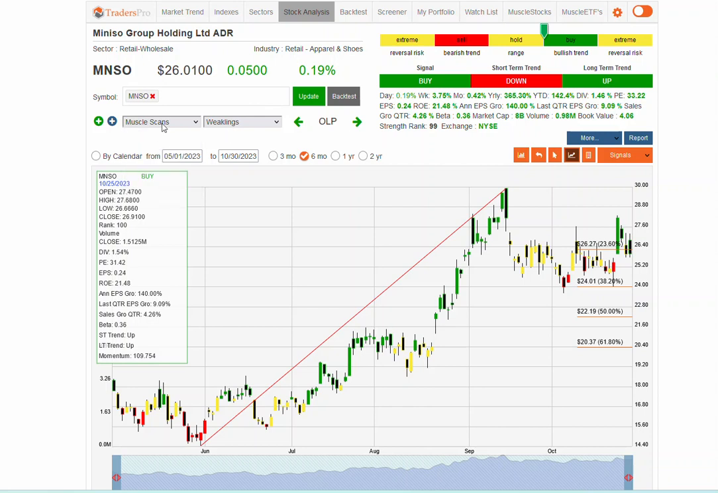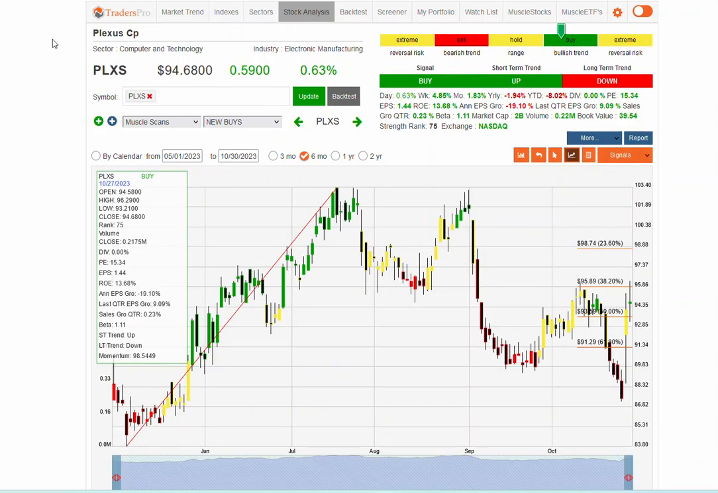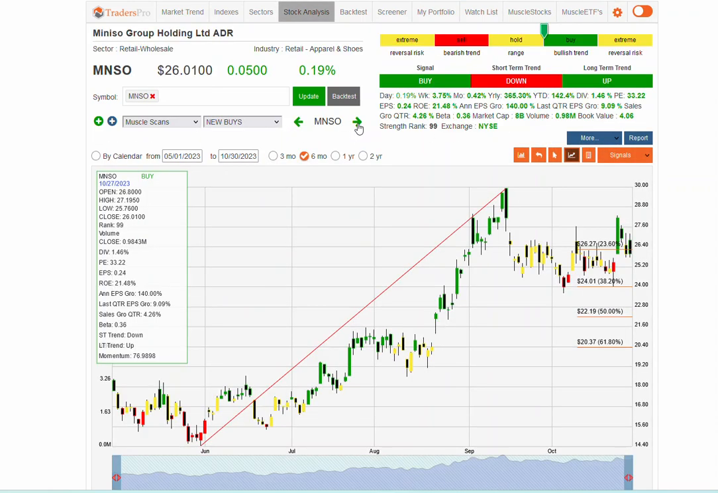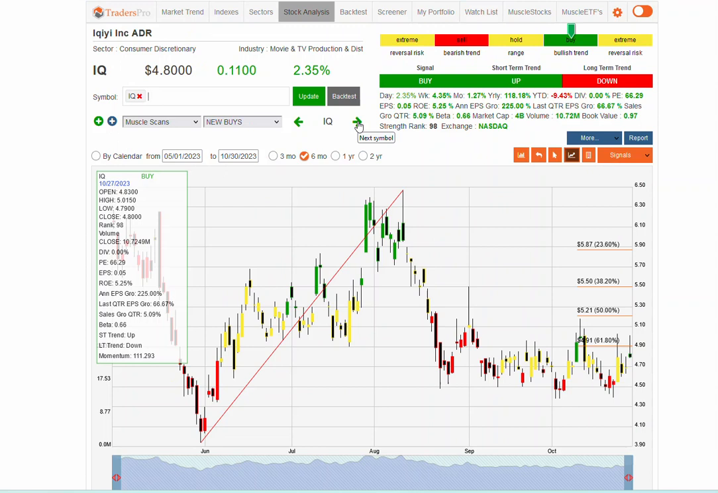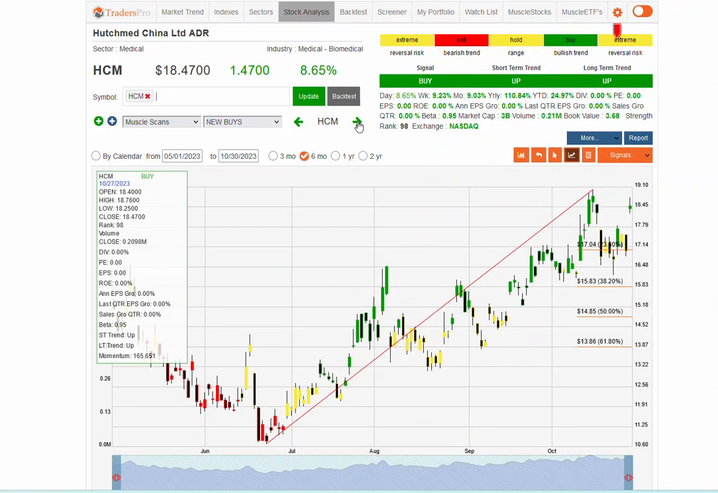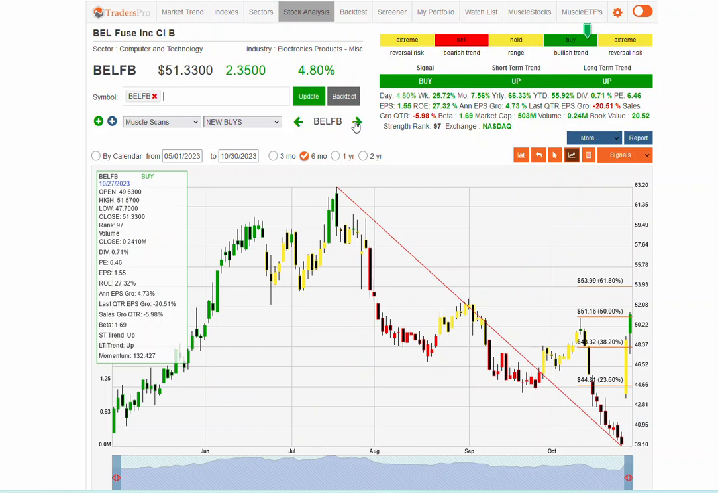Let's refresh here and go to this scan, the new buy list, MNSO. PLX, that's not the one that I want to look at. Let me just go here and here, and IQ. So some of these are retracing. They're not in that upper momentum zone. Here's a medical stock that is an ADR, ACHM, had a gap higher on the upper momentum zone range as well, and continuing to move in that overall direction. That's a pretty big pop. This BLFB, Belfuse electronics. Again, these are not fantastic.